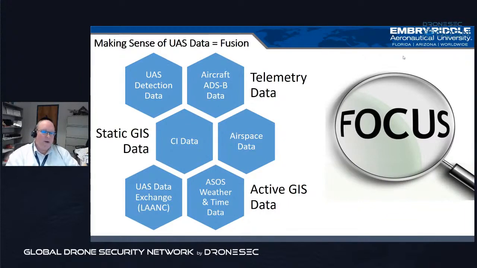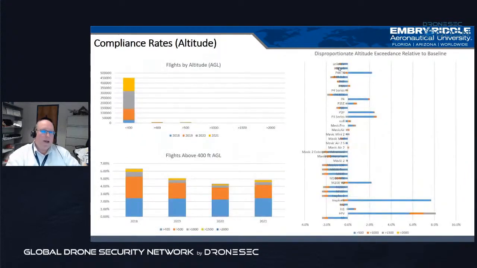And then finally, we also include active GIS data as well. That would be things like weather information. Of course, weather is going to change in different locations over time. Information from the LANC system, the UAS data exchange. And we start putting all of that together into a puzzle that starts to build situational awareness about what is really going on in the national airspace system. And I'm going to show you several different examples. We're doing quite a bit more than what I'm able to brief you on, so I just want to highlight that. Here's a first example of looking at compliance rates.